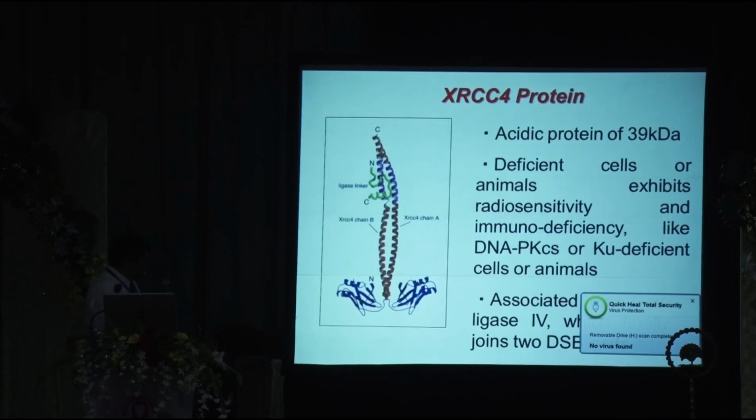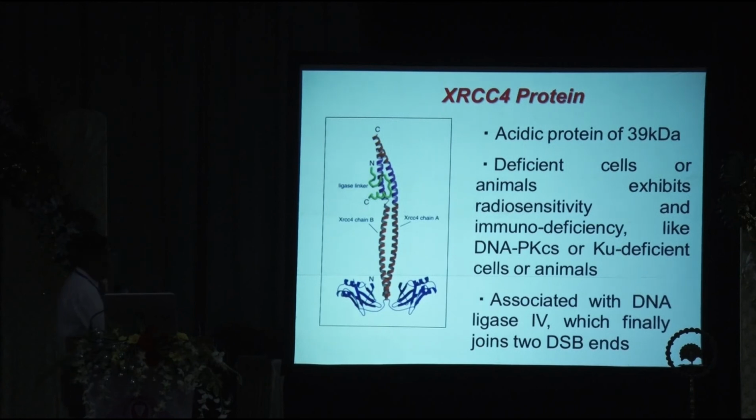So what is the XRCC4 protein? XRCC4 is an acidic protein of 39 kilodaltons. Its deficient cells exhibit radiosensitivity and immunodeficiencies like DNA-PKcs or Ku deficient cells, and it associates with DNA ligase 4, which finally joins the two DNA broken ends.